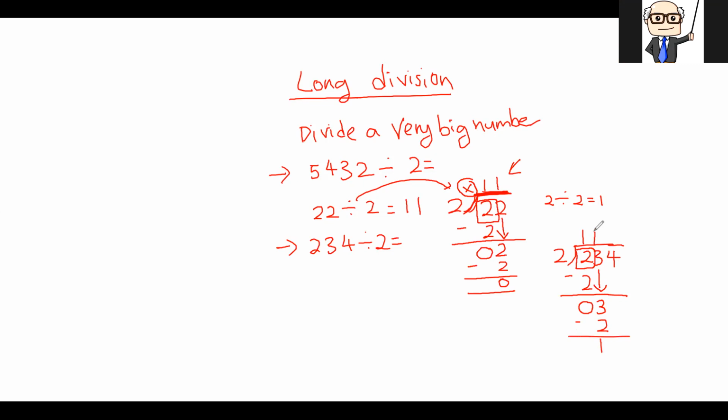So just now what did I do? I put 1 on top. 1 times 2 equals 2. Then 3 minus 2, you're left with 1. We bring down the 4.